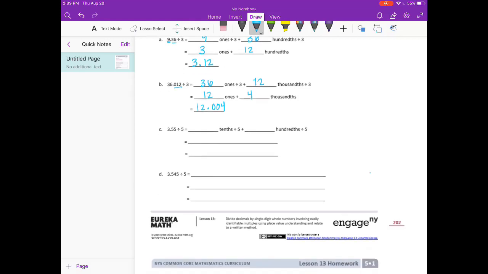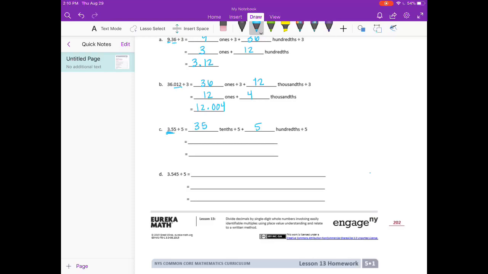C, 3 and 55 hundredths divided by 5. So we're going to break this into tenths and hundredths. So we have 35 tenths divided by 5 plus 5 hundredths divided by 5. Now, they did the tenths because if we were to just keep the 3 and do 3 ones divided by 5, that's not a very easy number to divide by. So they saw that if we extended it to the tenths place, it would be 35, and 35 divided by 5, that is one of our basic facts that we know.